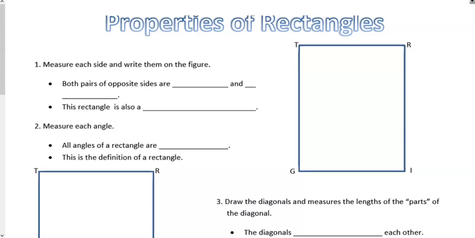All right, so now we're moving on to properties of rectangles. So I measured this for you. These sides are 6 centimeters, and the top and bottom are 5 centimeters. Okay? So both pairs of opposite sides are congruent and parallel.